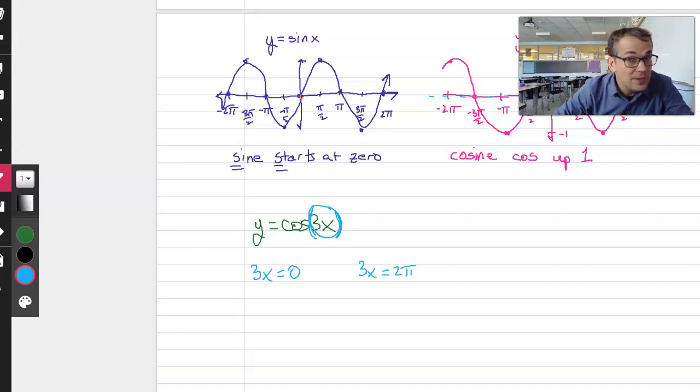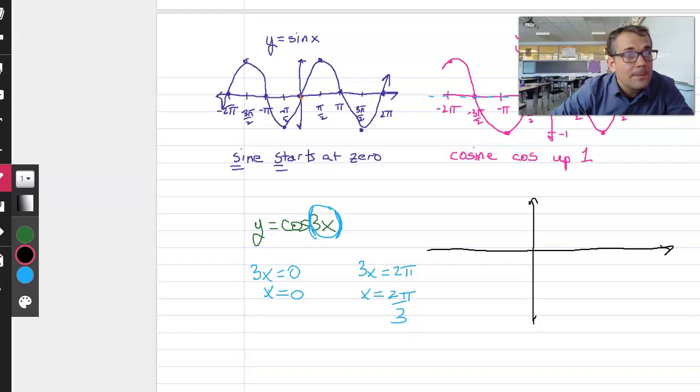And solving both these equations, if I solve this one, x is going to equal 0. If I solve this one, x is going to equal 2 pi over 3. So my graph is going to start to repeat after 2 pi over 3. So I'll put a 0. I'm not going to draw this to scale, so these graphs are not going to look much different.